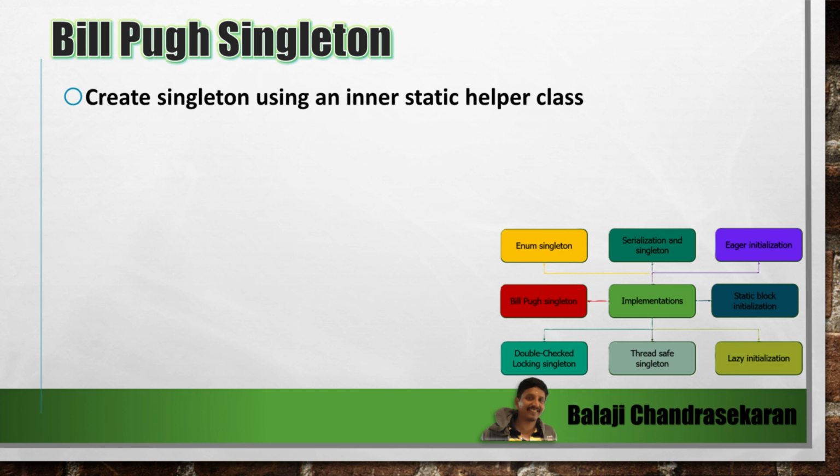Prior to Java 5, the Java memory model had a lot of issues, and the previous approaches used to fail in certain scenarios where too many threads tried to get the instance of the singleton class simultaneously. So Pugh came up with a different approach to create the singleton class using an inner static helper class. Here is an example of the Pugh singleton implementation.